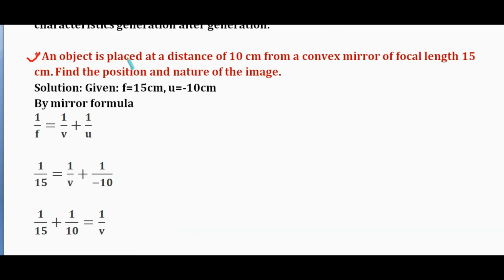Next question. An object is placed at a distance of 10 cm from a convex mirror of focal length 15 cm. Find the position and nature of the image. Given f equal to 15 cm, u equal to minus 10, since the distance of the object is always negative. So u equal to minus 10. And by mirror formula, we know that 1 upon f equal to 1 upon v plus 1 upon u. By putting the value of f, it is 15, and the value of u, it is minus 10.